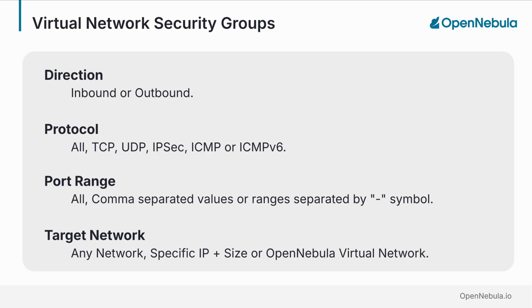The target network field is the tricky one. The meaning of this setting is defined by the direction setting. If the direction is set to outbound, then this parameter is going to define the destination. But if the direction is set to inbound, then this parameter is going to define the source network.